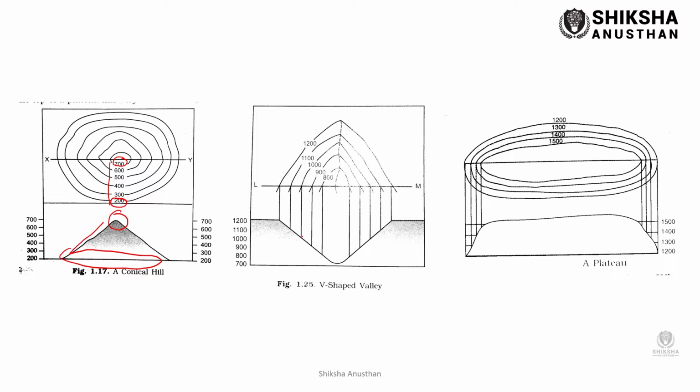Then coming to V-shaped valley, you can see this is 800 meter. The middle part is 800, and the above one is 1200. This above part represents the higher land, whereas this middle part, the 800 meter, represents the depth of the valley, the deeper part of the valley. Now coming to plateau region, the above one here you can see is 1200 meter. This one represents the plain, whereas this 1500 meter represents the top of the plateau.